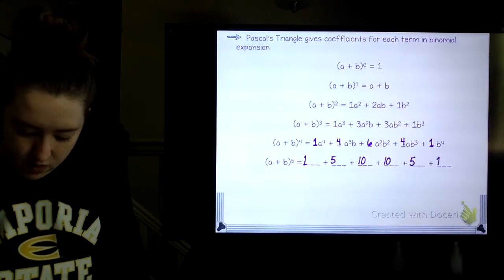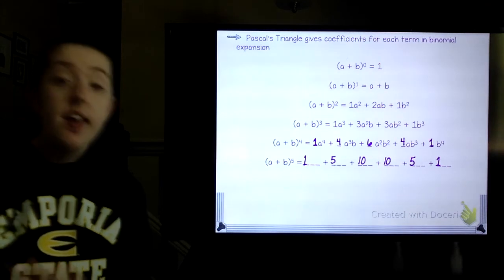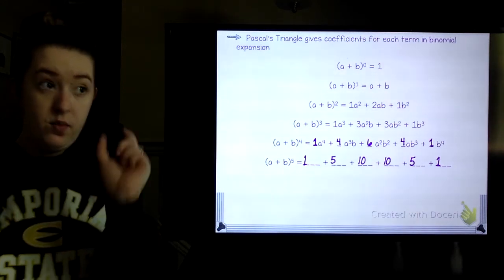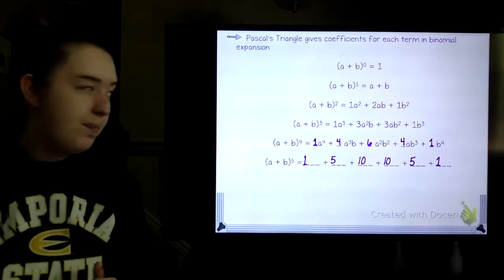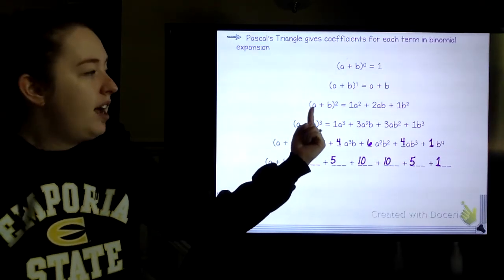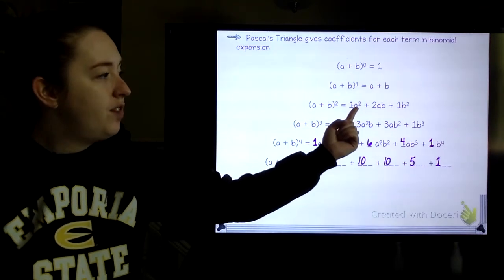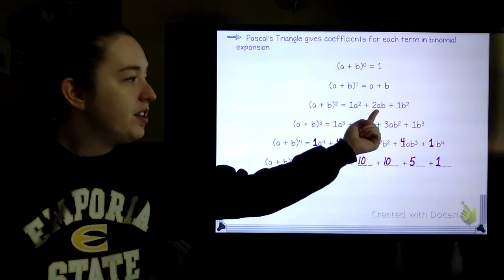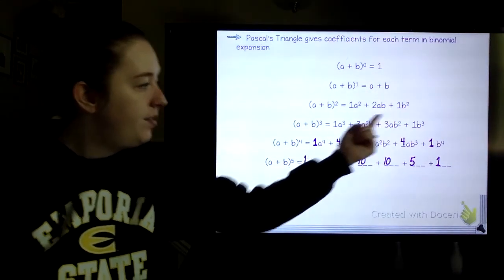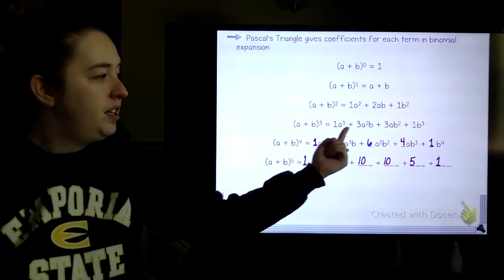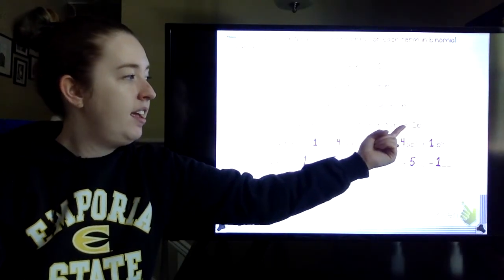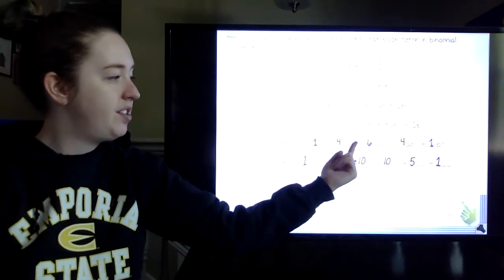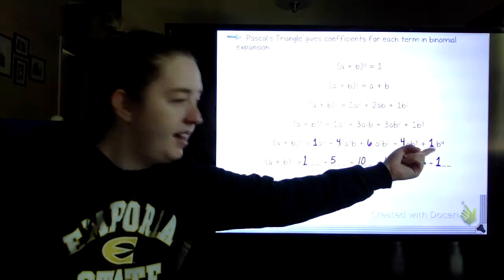5, 1. Now we're going to go through and put in all of our terms with the powers on them. So if you noticed, I started with a squared when my power was squared, and then a to the 1st, and then a to the 0. When it was cubed, I had a cubed, a squared, a, a to the 0. With the 4th, a to the 4th, a to the 3rd, a squared, a, a to the 0.